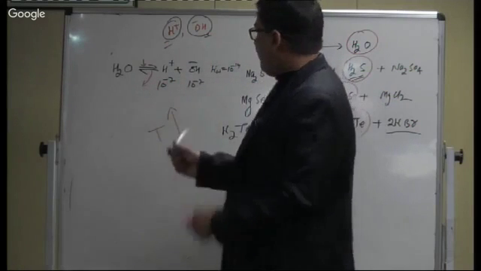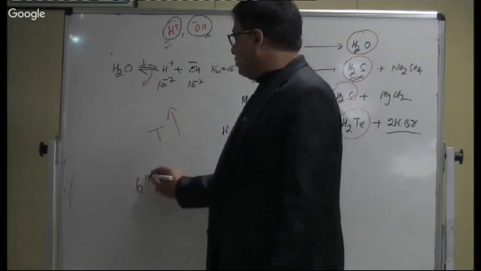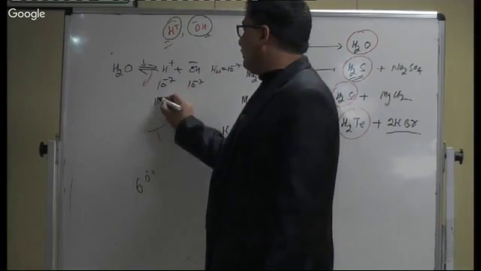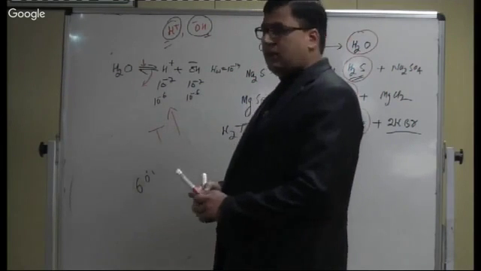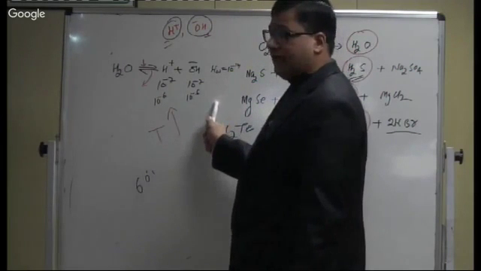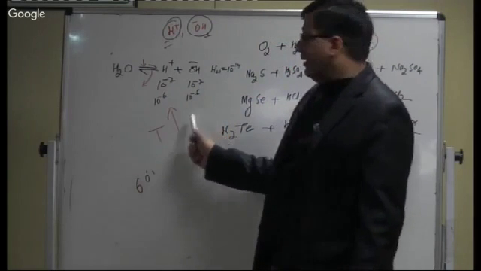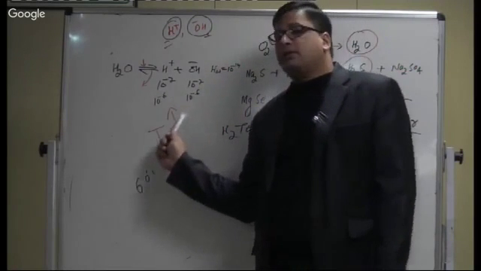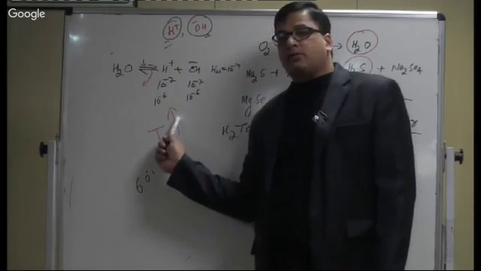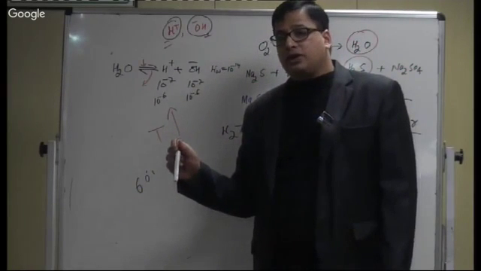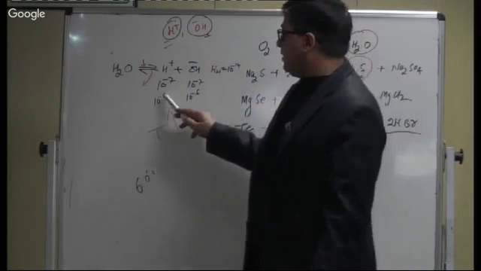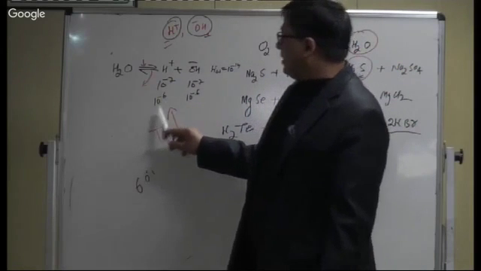So let's say I have raised the temperature to 60 degrees and the concentration of H plus is, let's say, 10 to the minus 6. Now the Kw becomes 10 to the power minus 12, isn't it? And the pH at this moment is 6, but the solution is neutral.